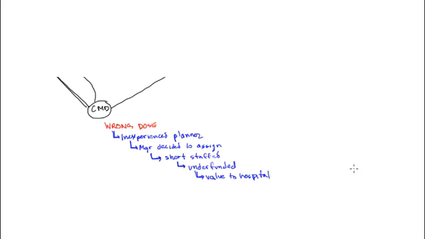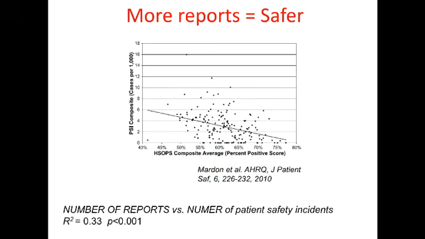Now that you understand a little bit about what incident learning is and the different types of events that occur, I'd like to review very briefly some of the evidence behind it and some of the recommendations from professional societies as to what and why we should do this. So let's look at some data.